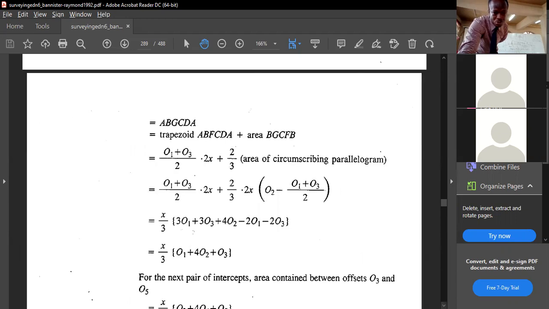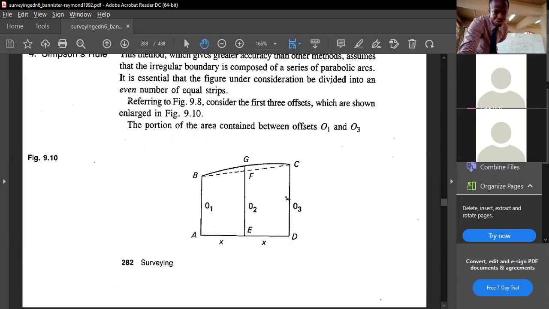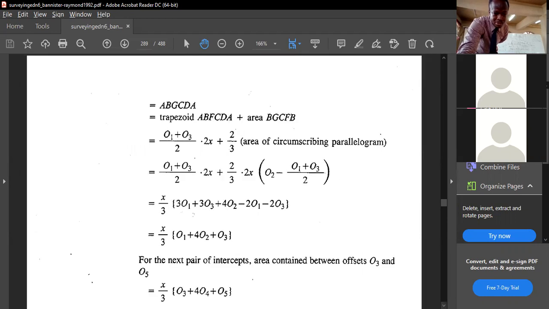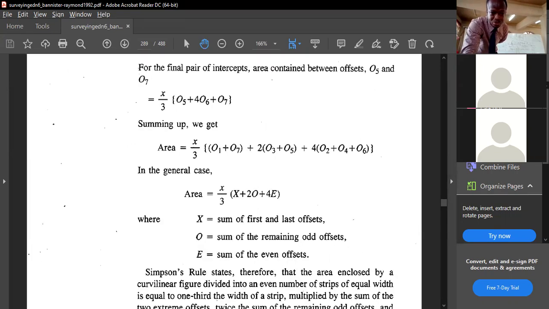Simpson's rule. Okay, Simpson's rule. We can touch on Simpson's rule. With Simpson's rule, the formula is similar to the other one. So you can look at it. Please write it down. Just look at Simpson's rule. Very simple: X over 3, x plus 2o plus 4e. Okay, let me write it down. Let's quickly look at it and see. Similar to this one, just the interpretation.